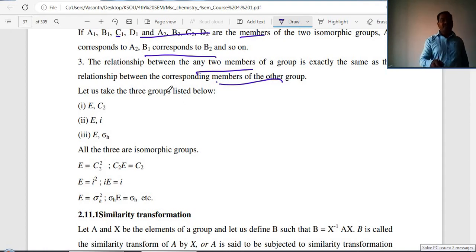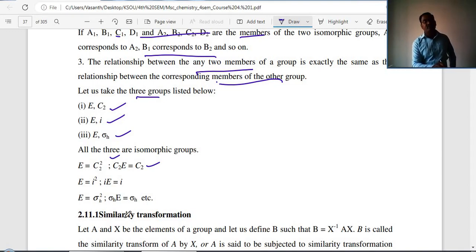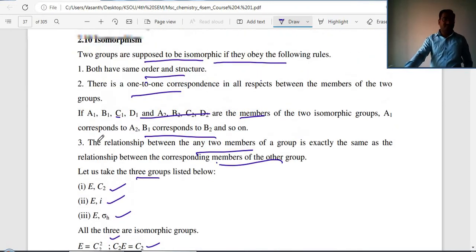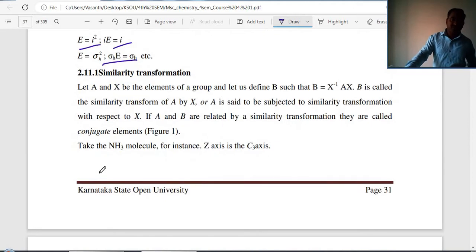Let us take the three groups listed below here: E, C2; E, C2v; E, sigma h; and E, C2, E, where E is equal to i square, i is equal to i. These are all different isomorphisms.